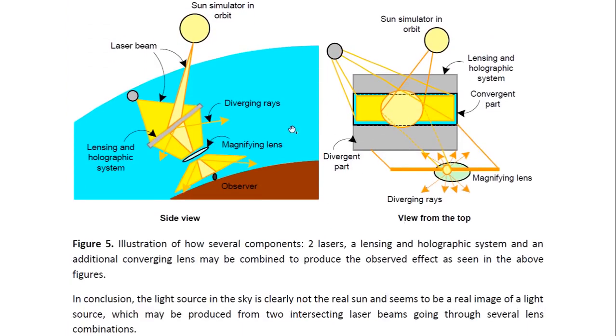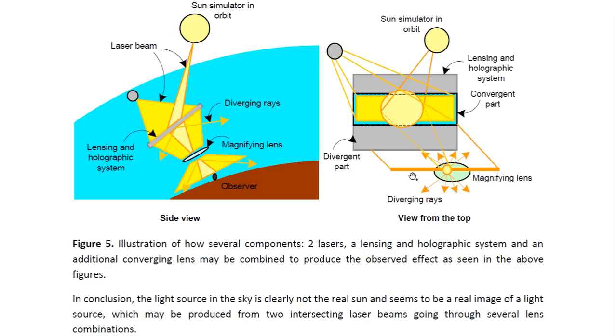Now, this is what it would look like, I think, if we were looking from above. So if the observers move to there and look straight down, this is likely to be what we would see. We would see a convergent part for the lensing system and a divergent part. The gray part would be divergent. And then we would have two laser beams incident on the plate, and most likely one has a circular field incident on the plate, and the other one most likely is an elongated beam like this, which then produces these beams.